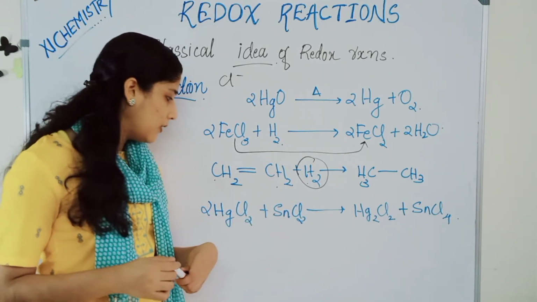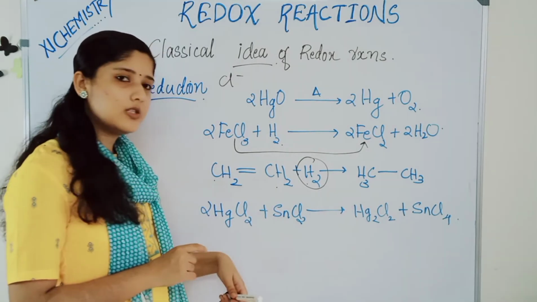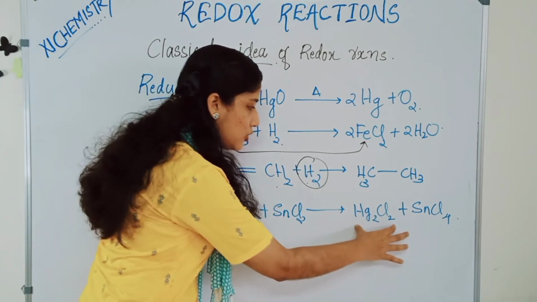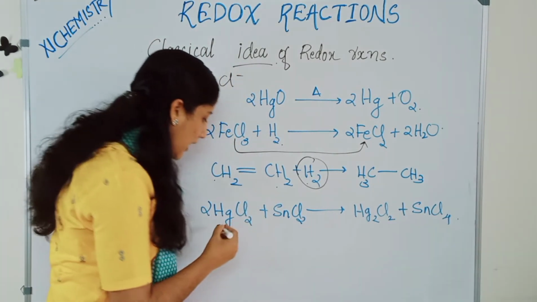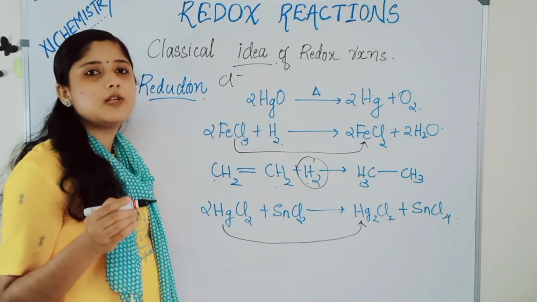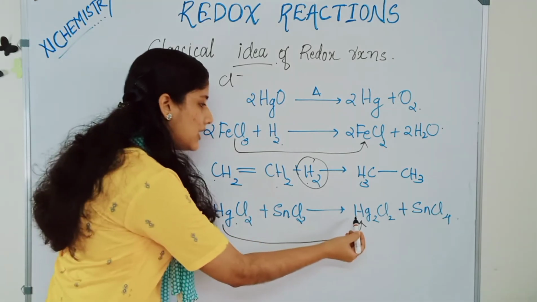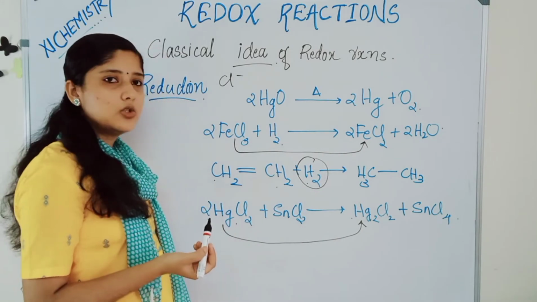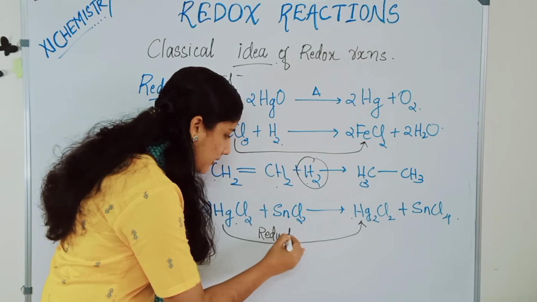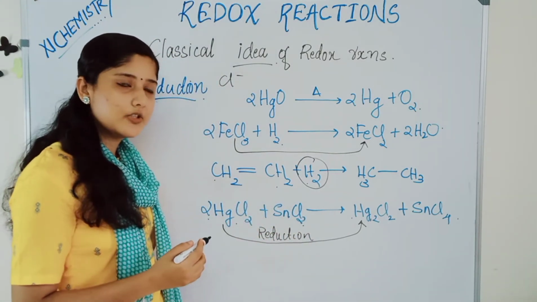So now tell me, what is oxidation and what is reduction here? You can see here, HgCl2 changed to Hg2Cl2. So here one Hg is added. So here an electropositive element is added. HgCl2 changed to Hg2Cl2. So this is what? A reduction. Mercury is added. Electropositive element added. So it is a reduction reaction.